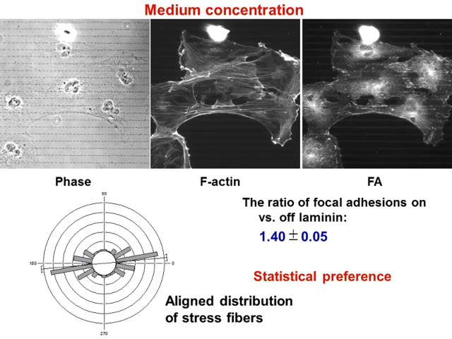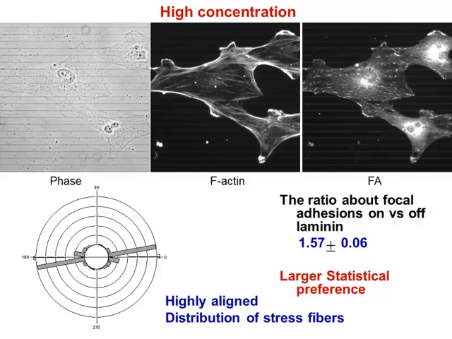Then if we do this in the medium concentration range of the gradient, we look at the polar plot of the F-actin distribution. Now the stress fibers really line up relative to the gradient. And then the focal adhesions are also preferentially on the gradient, by about a factor of 1.4. The part that's the gradient versus the empty space is actually pretty small, but this is still a statistical difference. Then at high concentration, it's even more in the same direction: we get stress fibers that are really parallel to the axis of the gradient. And now we get a strong distribution of the focal adhesions being aligned on the laminin versus off.